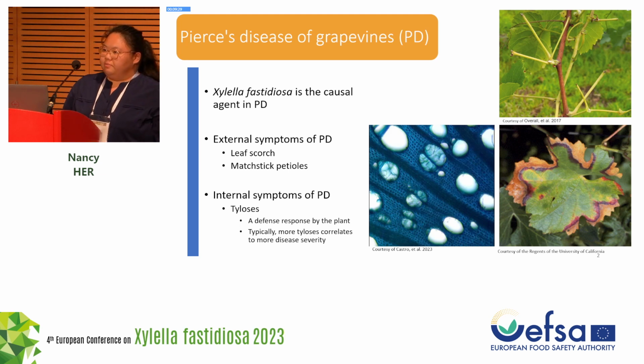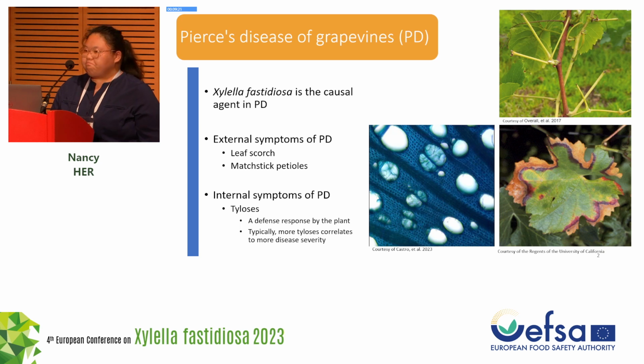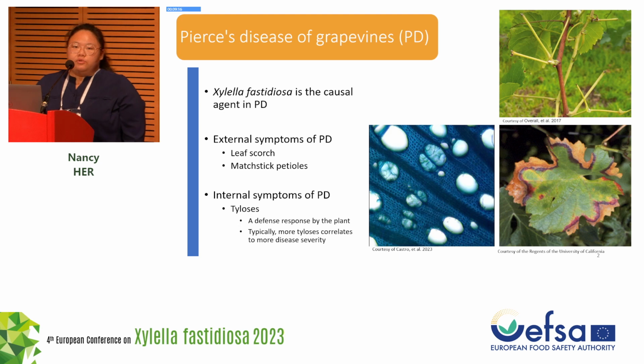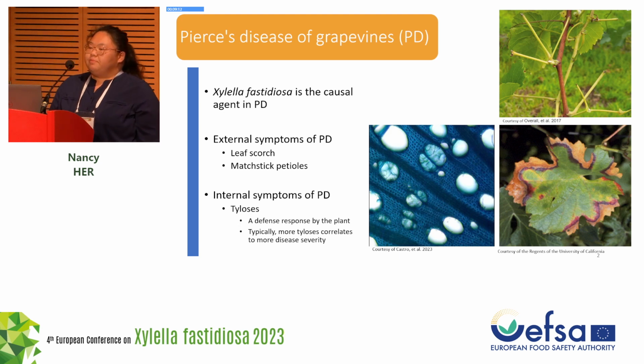Some of the external symptoms you may see are leaf scorching, which is marginal necrosis of the leaf, and matchstick petioles, which is the abscission at the joint of the petiole and the leaf. And you can also have internal symptoms such as tyloses, which are these balloon-like structures extruding into the xylem vessels. And this is typically a defense response by the plant.